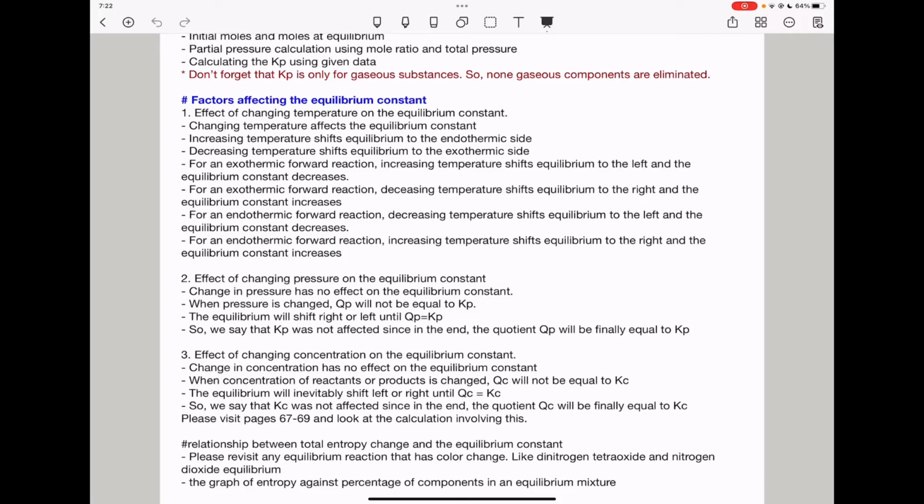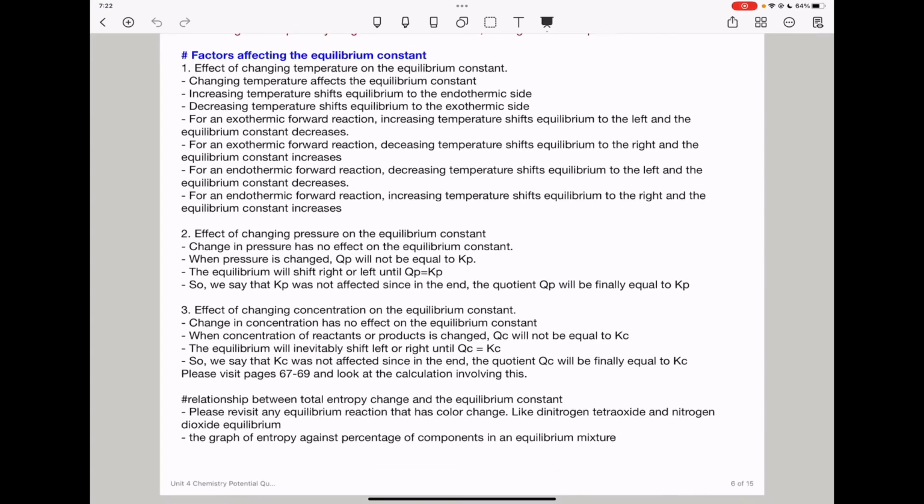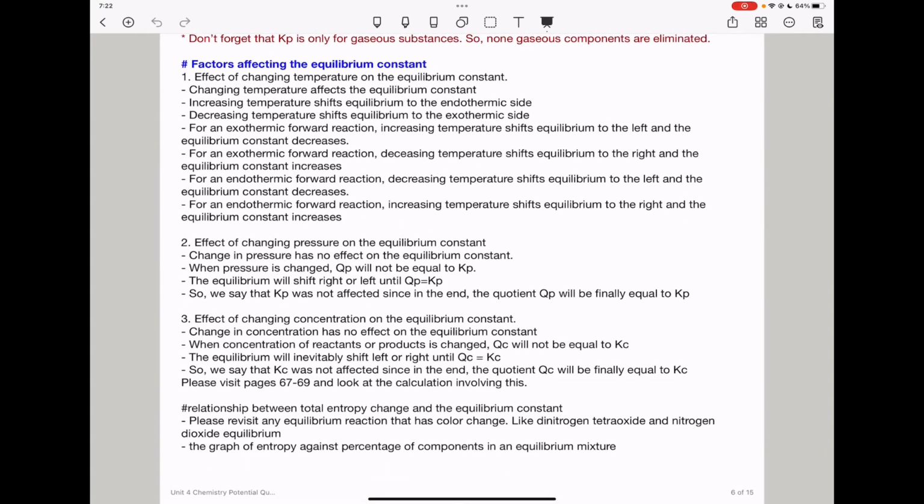So here, when pressure is changed, the quotient Qp will no longer be equal to Kp, so the equilibrium will shift either to the right or to the left until the Qp is equal to Kp. So here we can say that Kp was not affected, since at the end, the quotient Qp will be finally equal to Kp. So overall, there is no effect on the equilibrium constant when pressure is changed.